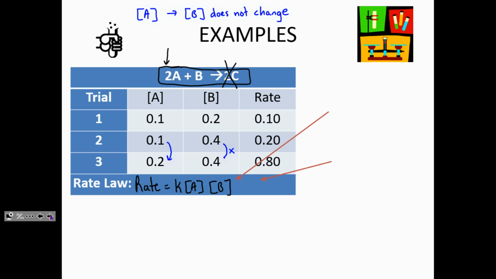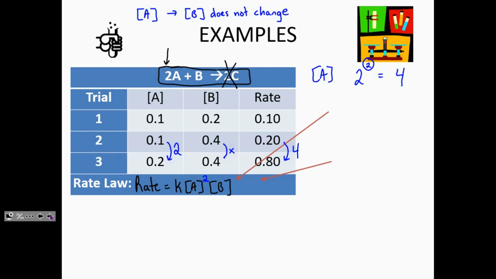But for chemical A, we double our concentration by a factor of 2. The rate goes from 0.2 to 0.8, so we quadruple it by a factor of 4. So for chemical A, doubling the concentration quadrupled the rate. The exponent that makes this true is a 2, just like the first example. So it's rate equals K[A] squared.